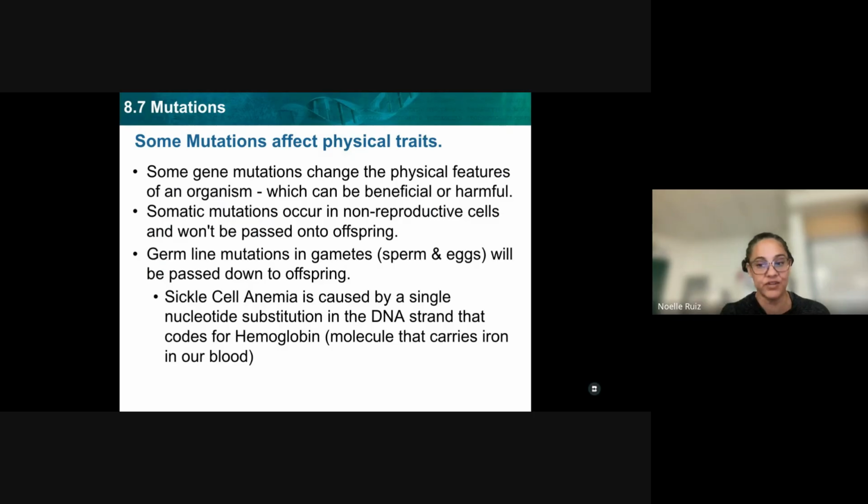Now, we don't always pass all of our genes down to our offspring. We only get to pass half of our genes to our offspring. So our offspring might or might not inherit our mutated gene. Sickle cell anemia is caused by a single nucleotide substitution in the DNA strand that codes for hemoglobin. Hemoglobin is the molecule that carries iron in our blood. So people with sickle cell disease don't carry iron very well, and as a result, they don't get enough oxygen.